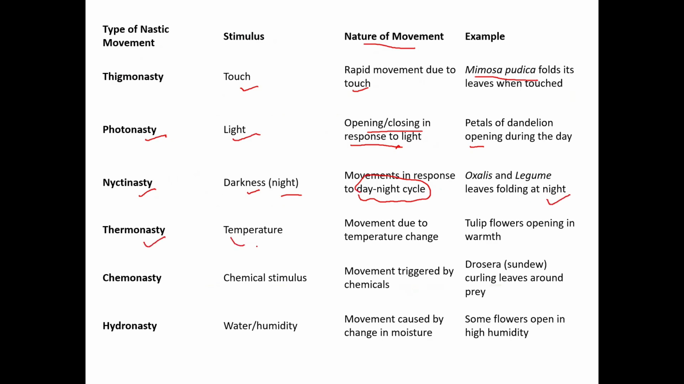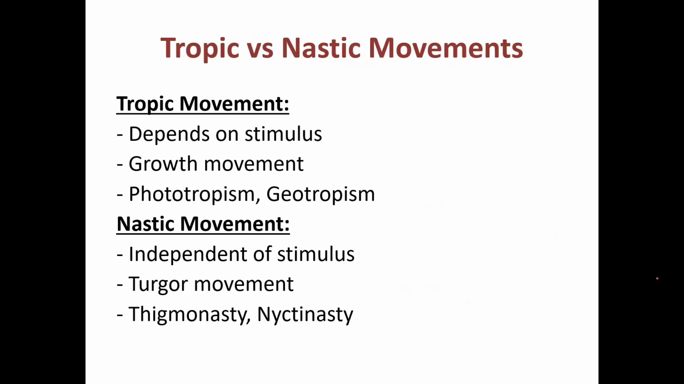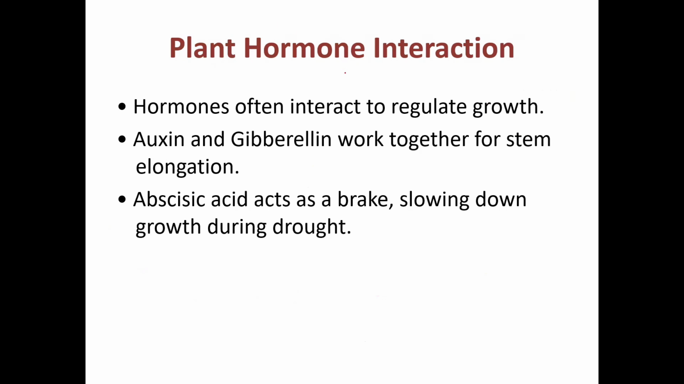Thermonasty for temperature: movement due to temperature change, like a tulip flower opening in the warm and closing in the winter. Chemonasty: chemical stimulus, movement triggered by chemicals, such as sundew curling leaves around prey. Hydronasty for water and humidity: movement caused by change in moisture, some flowers open in high humidity. Let's differentiate. Tropic movement depends on the stimulus, it is growth movement: phototropism, geotropism. Nastic movement is independent of stimulus, but a turgor movement: thigmonasty, nyctinasty. Now, plant hormones and their interaction.